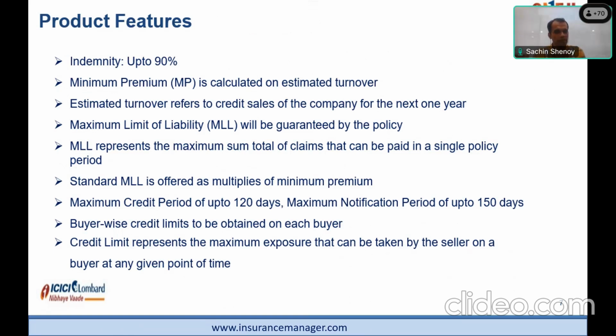Maximum limit of liability, which in other insurance products is called the sum insured. In this product we call it maximum limit of liability. That is nothing but the total claims which we pay for the tenure of the policy in one single policy. Multiple claims, the insurance company will keep on paying the claims till the time the complete sum insured is exhausted. And the sum insured is structured as a multiple of your minimum premium. Just to give you an example, say, for example, 100 crores is your turnover.